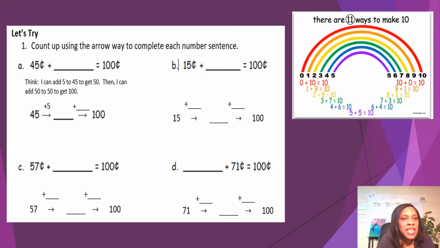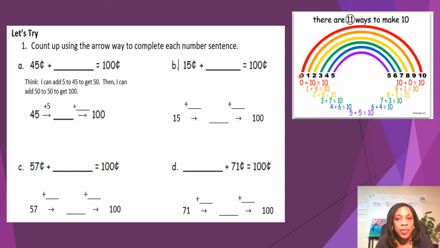Okay, so now let's look at the let's try section. Count up using the arrow way to complete each number sentence. So, before we do that, we have to understand that we are going to be using the arrow way, and the easiest way to use the arrow way is to make the number 10. So let's review how we make the number 10 by looking at our rainbow here.